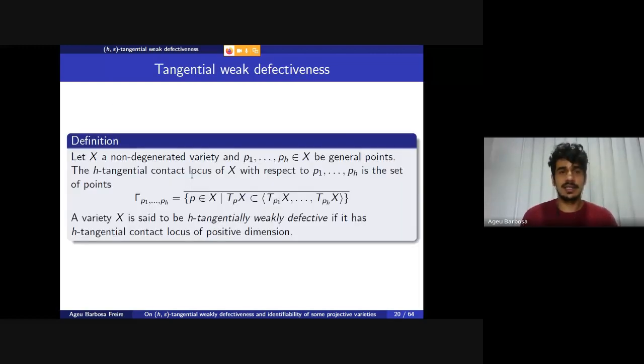And the last subject I will talk about that has relation with the second defectiveness problem is that of tangential weak defectiveness. For this, we again consider X and P1 up to Ph as before, and we define the h-tangential contact locus of X with respect to the points P1 up to Ph as being the closure of the set of the points in X for which the tangent space of X in this point is contained in this linear span here. And we say that the variety X is h-tangential weak defective if this contact locus here has a positive dimension.